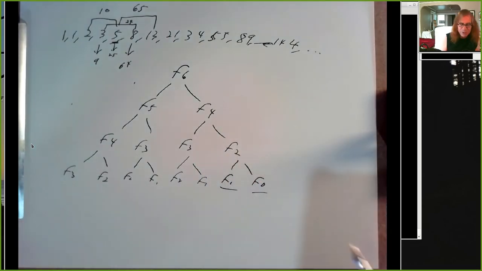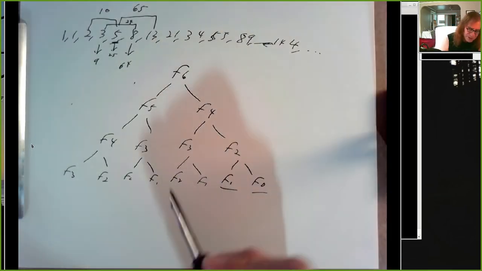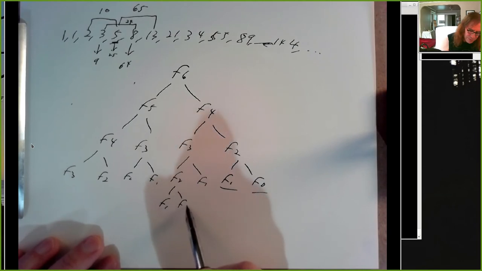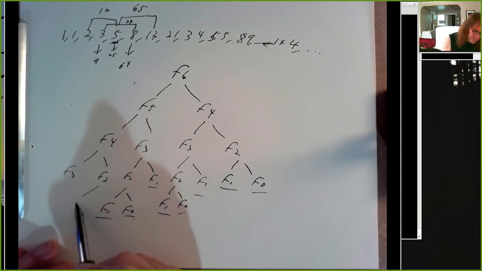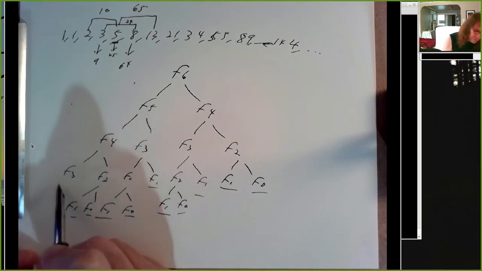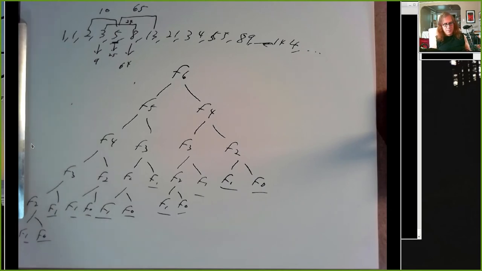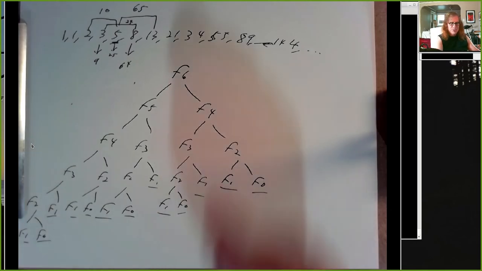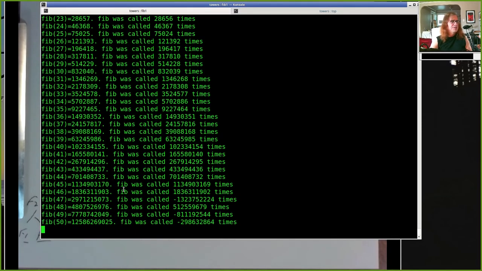And to calculate these, we don't need to make a call to our Fibonacci function. Those are our base cases. But all these other ones, we need to make calls. So to calculate the sixth Fibonacci number, we're doing all of these other calls to our Fibonacci function. So this is really inefficient. It's still stuck on F50.